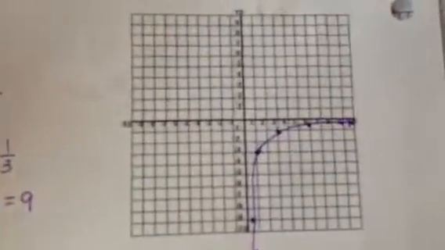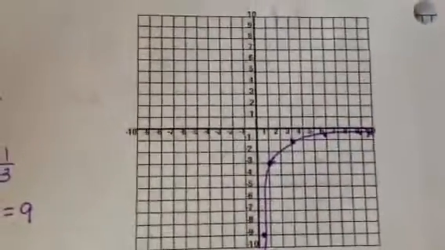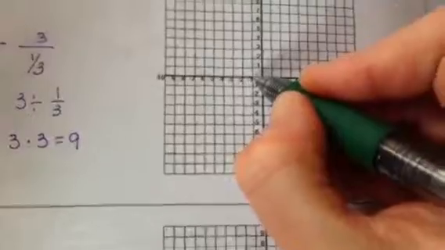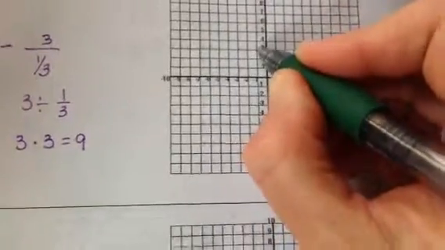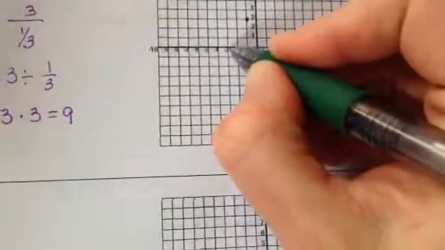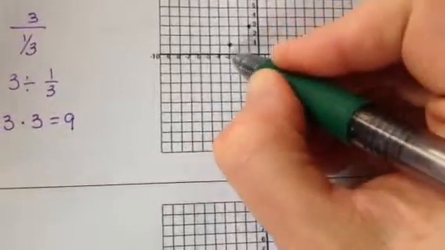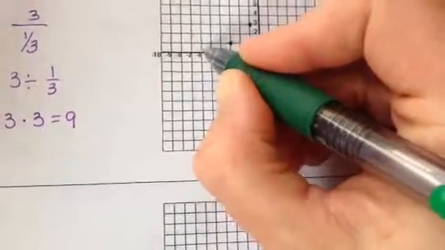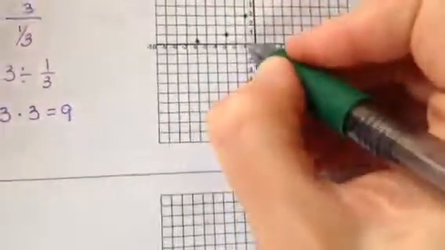So if I come and plot these points now, let me clear you up again. I'm going to have a negative 1, 3, a negative 3, 1, a negative 6, 1/2. Let's see, what do we say?